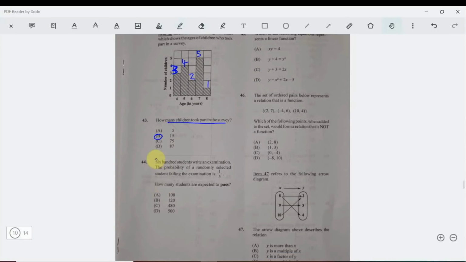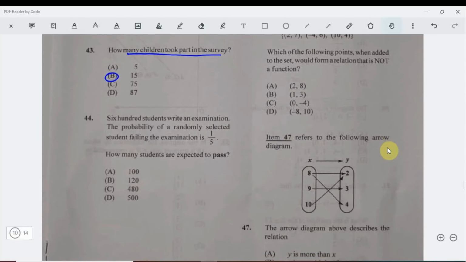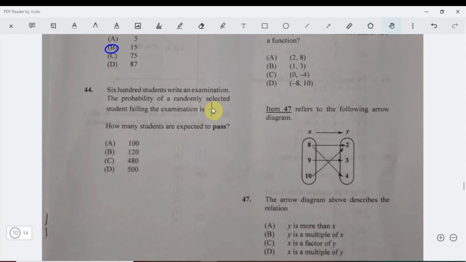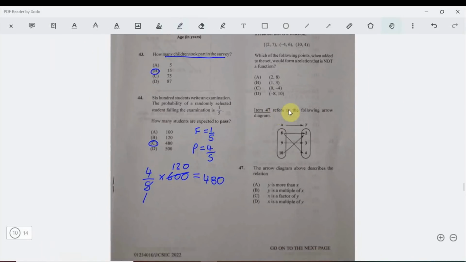Question 44. 600 students write an examination. The probability of a randomly selected student failing the exam is 1/5. How many students are expected to pass? So if fail is 1/5, then a pass is 4/5. So 4/5 of the 600 students is going to pass. 5 into 600 is 120. 4 times 120 is 480. In that case, 480 students are expected to pass. Nice.